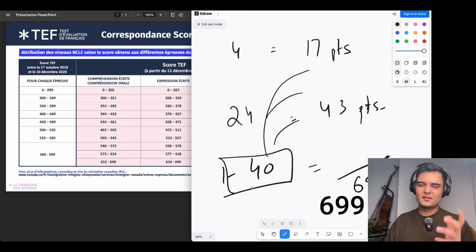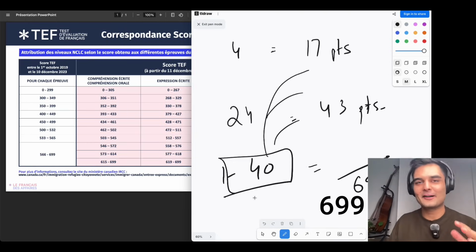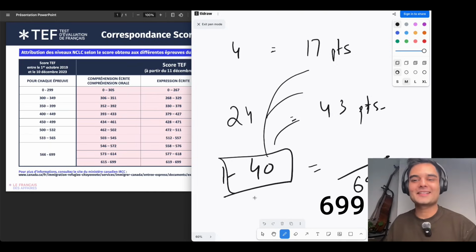This is weird, why couldn't they just keep it out of 40? I have the same question. Why couldn't they make it as easy as IELTS? I have the same question, but it's TEF Canada. Not only is French difficult, but understanding their scoring criteria is also difficult. But honestly, it's not that difficult.